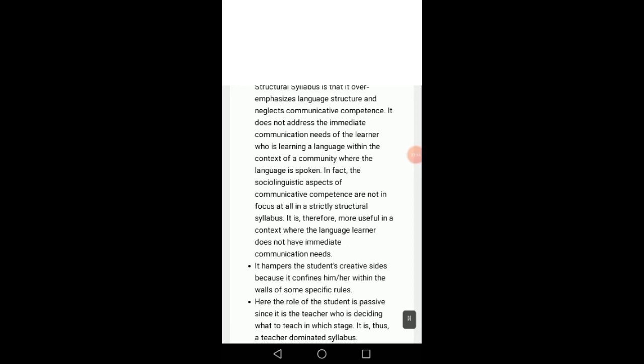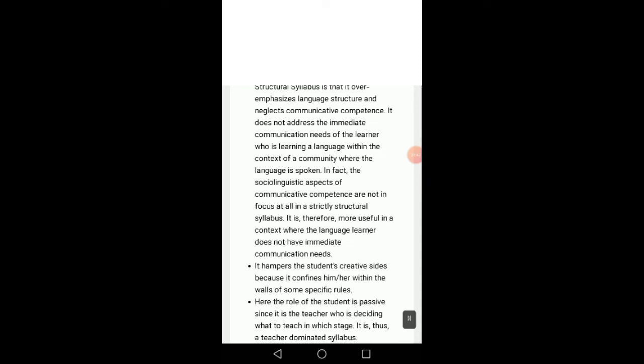A strictly structural syllabus does not take into account the socio-linguistic aspect of the language, because it usually presents language in sentences. Okay, we can say that the basic unit of syllabus designing in the structural syllabus is the sentence, because it is teaching language in sentence form.